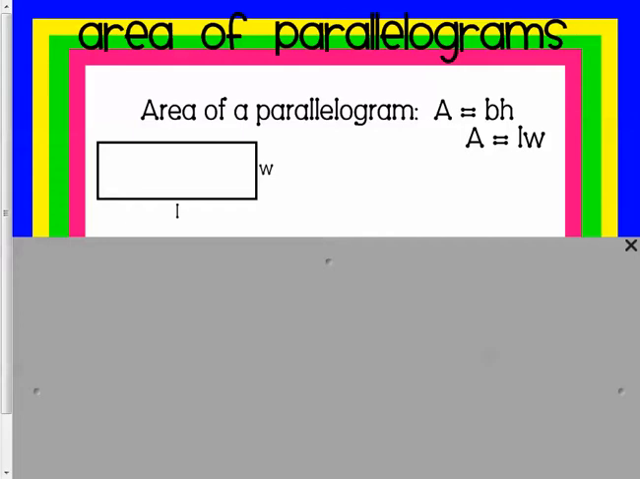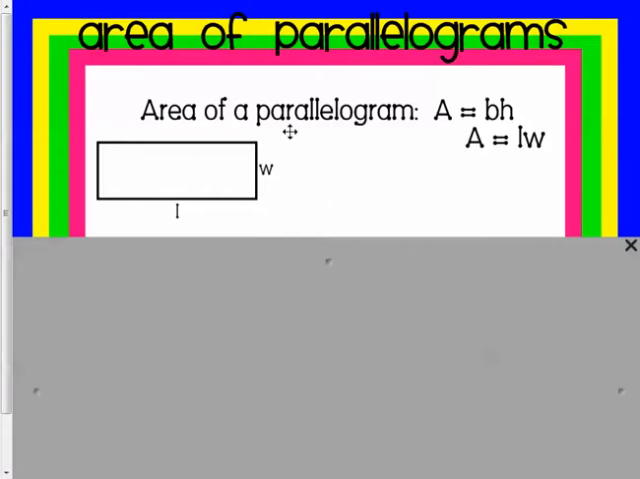Hey guys, today we are talking about the area of parallelograms. We can use base times height or length times width to find the area of any rectangular shape. Squares are also rectangles, so we would just multiply their two sides together. Example, length times width is okay, or side squared for a square.